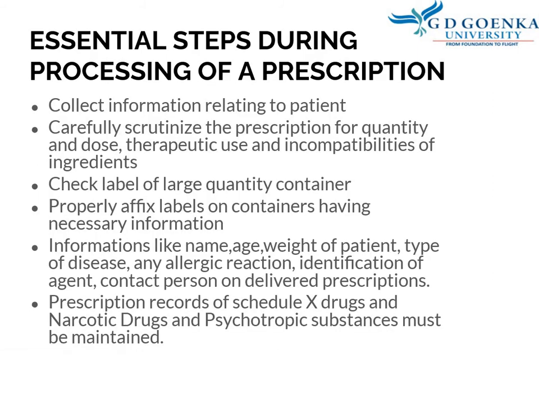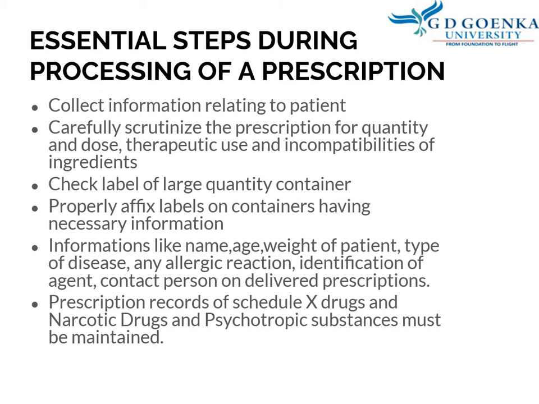Let us see what the essential steps during processing of a prescription are. First of all, a pharmacist should collect all information relating to a patient. All this information has to be written in the prescription, for example, name of the patient, age of the patient, sex of the patient, and the symptoms that the patient is suffering from. Not only that, all the details of the medications and the recipe of the medications.